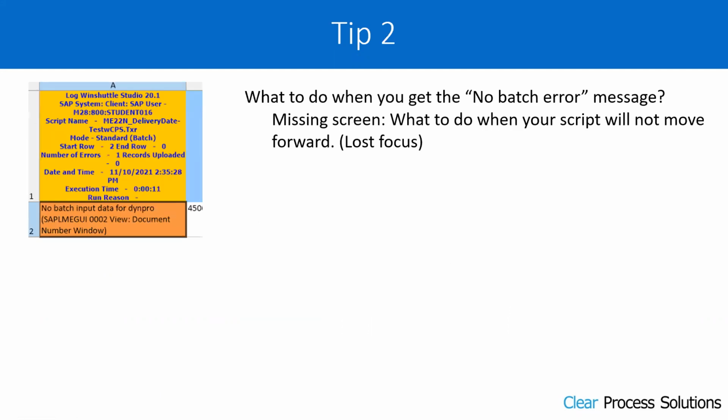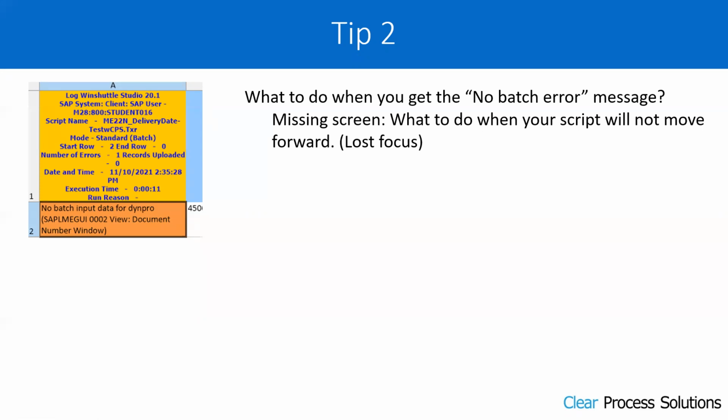Tip number 2 is when you get a no batch error message when running your script, and you're now then trying to figure out why are you getting that error. And there's a couple different reasons why you might be getting it. We're going to walk through the first one here, is that most likely you're missing a screen. So the script is running along, it gets to a screen it doesn't know how to perform any actions on, and it just throws up the no batch input data error message.